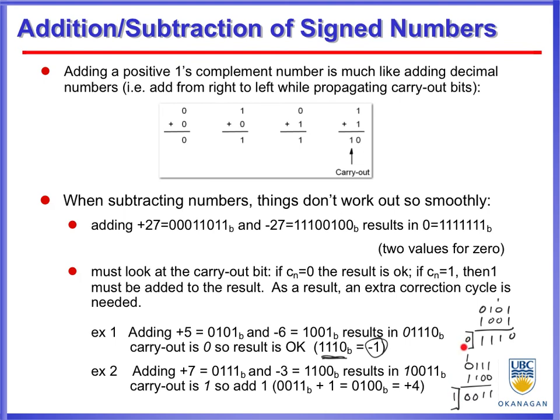Processors are designed to monitor what this carry-out bit is. If it's a 0, it knows it's fine. If it's a 1, it knows it has to add 1. Okay? So there are these two problems with the one's complement system. First of all, there are two values for 0. And second of all, you need this correction step if you're subtracting two numbers.